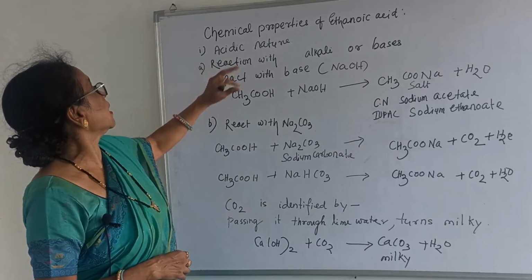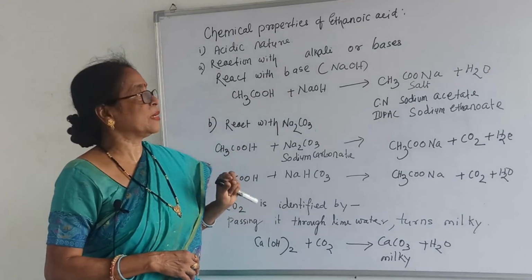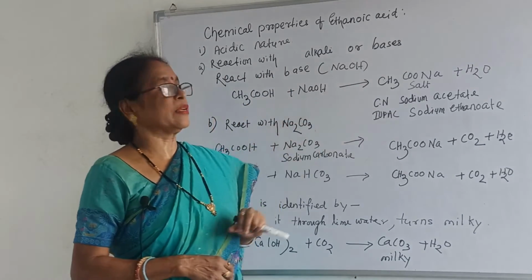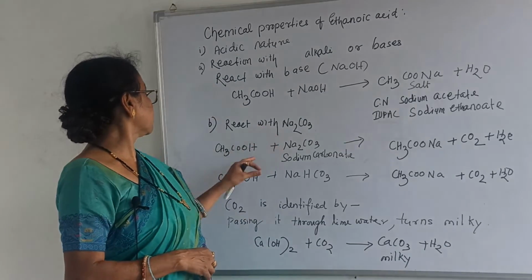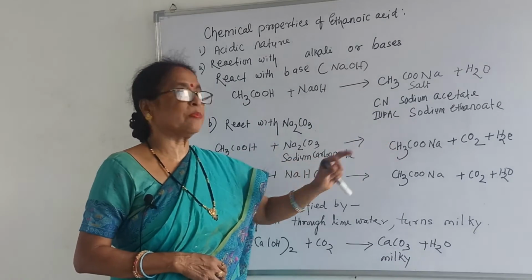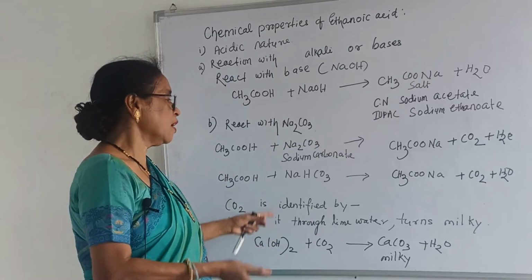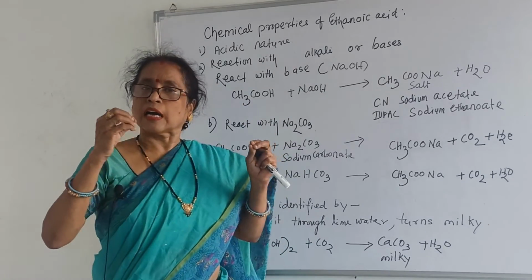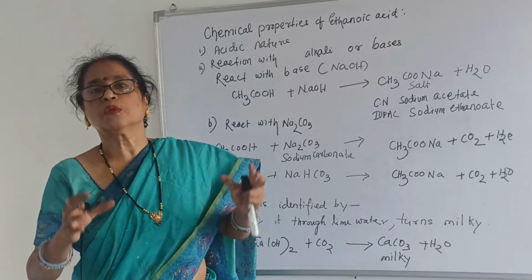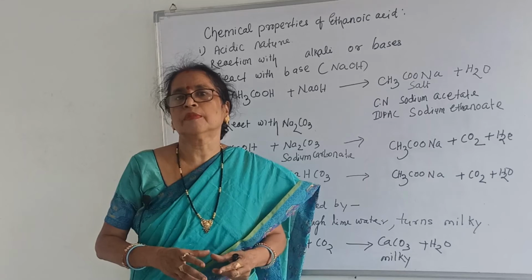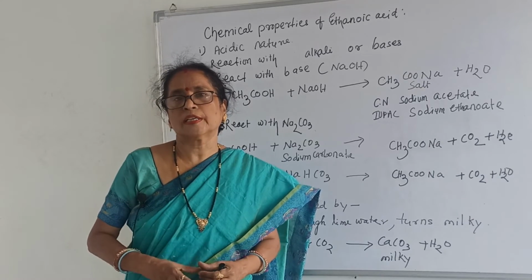Again see, the acidic nature: it reacts with alkali or base. Acetic acid plus sodium hydroxide gives salt and water. With sodium carbonate, it gives CH3COONa plus carbon dioxide and water. How can carbon dioxide be identified? By passing it through lime water, which turns milky. Why milky? Due to the formation of calcium carbonate, which is a white precipitate.